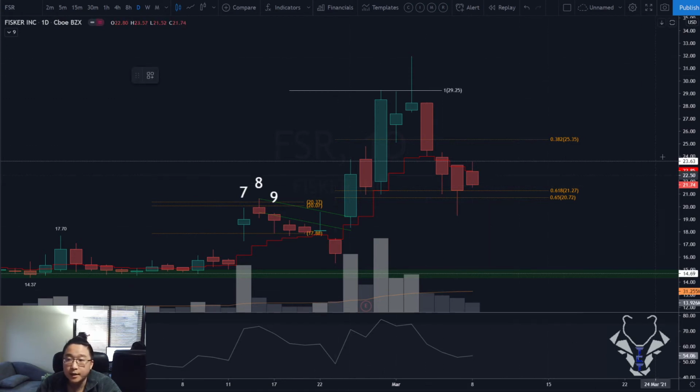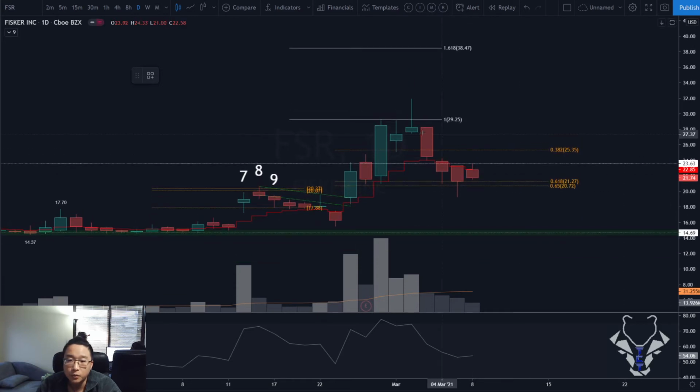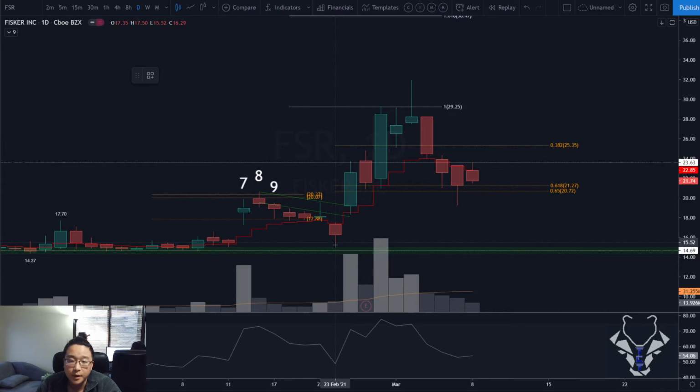And on the next leg up, so we rejected from the 1-to-1 basically perfectly, except for a big upper wick just to overshoot it. On the next leg up, anticipation is a similar idea, 1-to-1 extension target, bringing us up to the 35 area. FSR remaining on top watch.